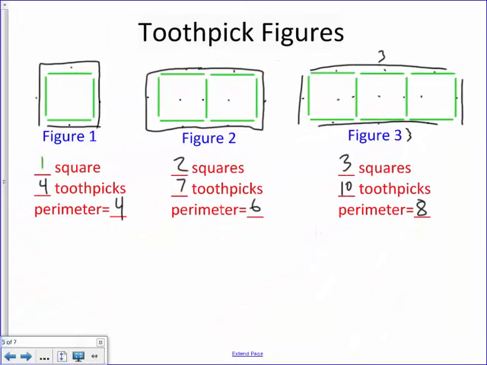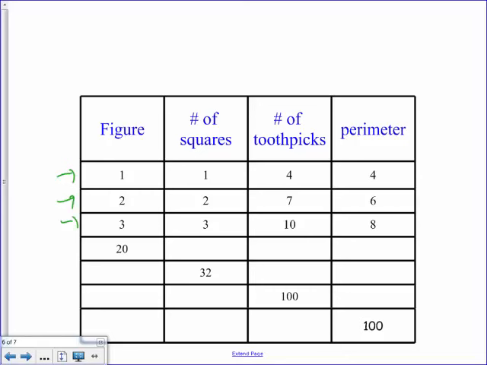So if you take a look, I have the figure number. Okay, so we looked at 1, 2, and 3. And then we have the number of squares, followed by the number of toothpicks, followed by the perimeter. Now it's probably a little easier to see the pattern. Well, let's see if we could write a recursion rule for all these things. So for the figure number, our start is 1. And our rule is what? Plus 1.